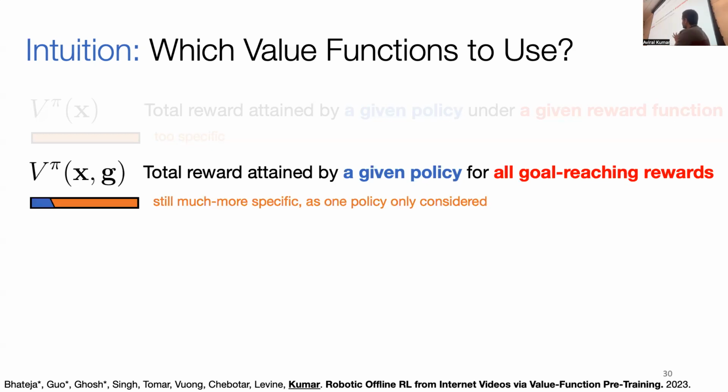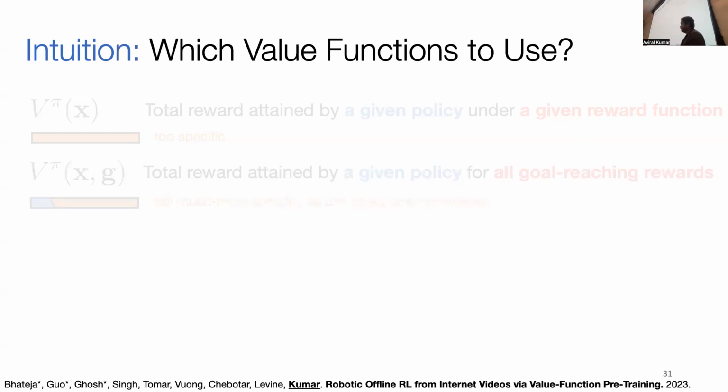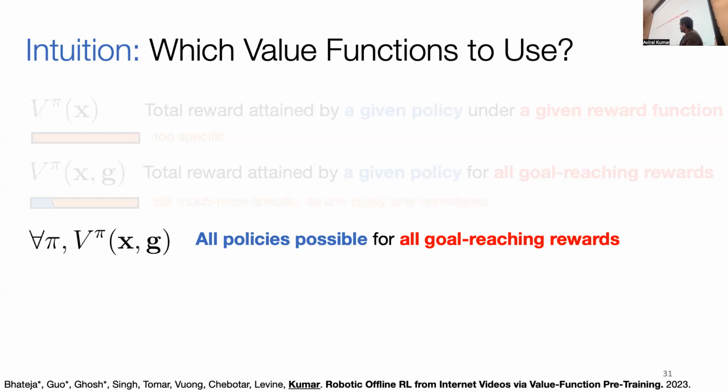But that also ends up being quite specific, and the reason is that it only considers one policy. I'm only training a value function for one policy, which means I'm only learning features that can represent values for one particular policy pi, even though it's for multiple reward functions in this case. So I also don't want to do this because it's too specific. The obvious next step is, what if I train these goal-reaching value functions that can work well for all policies?